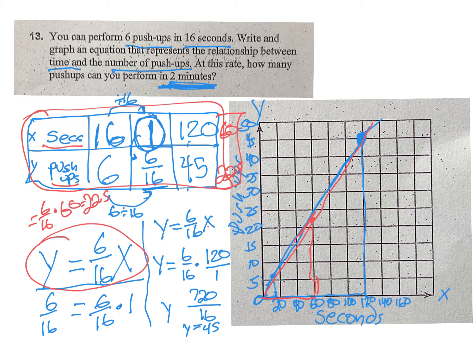But I can figure out anything. So I can kind of know that if I do 100 seconds, 100 seconds is going to be probably between 35 and 40 push-ups. All right, that's a tricky one.